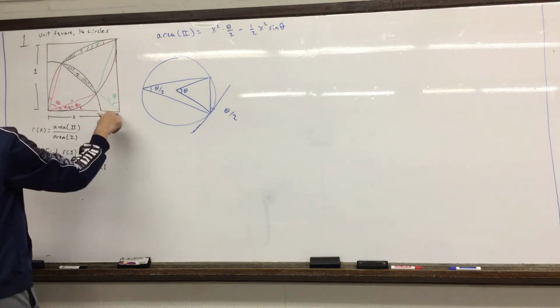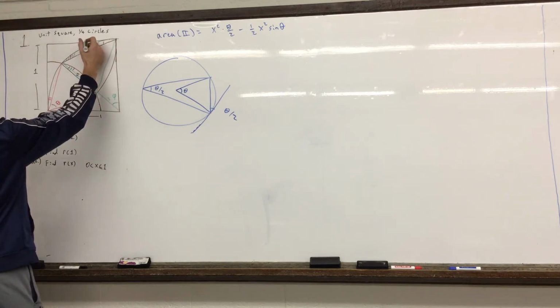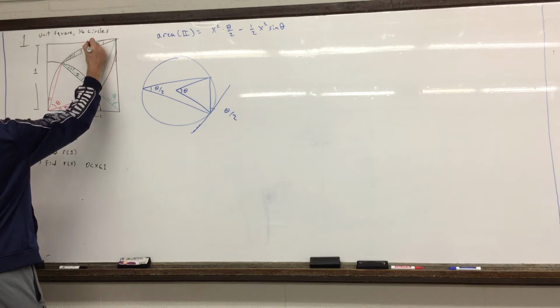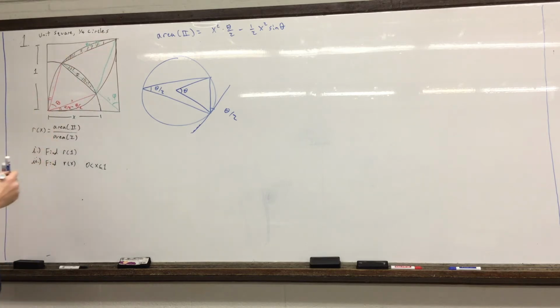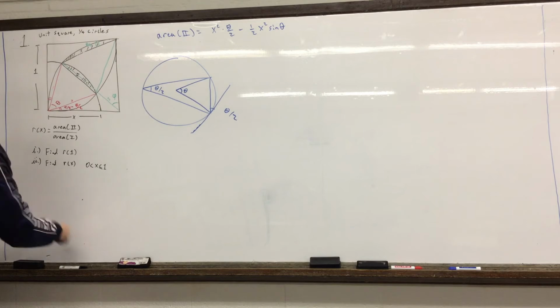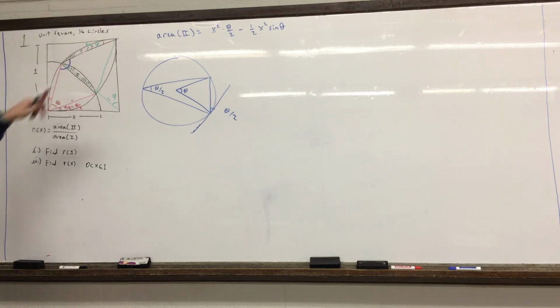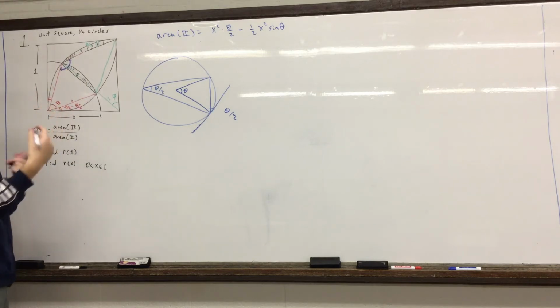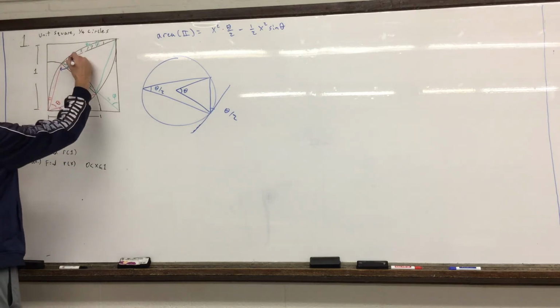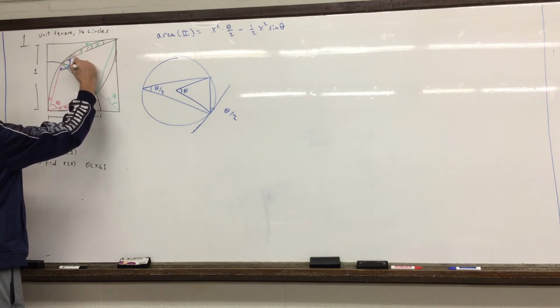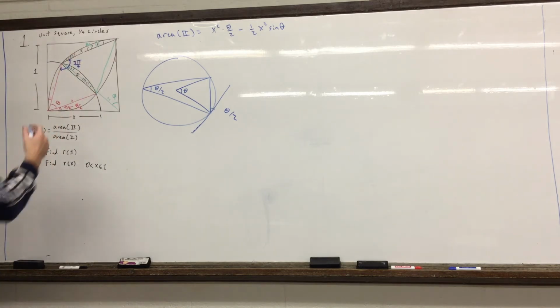If I'm interested in this angle, it's going to be phi, and this little angle here is then going to be half phi. This big angle here cuts off like 270 degrees of circle. So this big angle here would be 3 pi over 2 divided by 2. So this big angle here is 3 pi over 4.